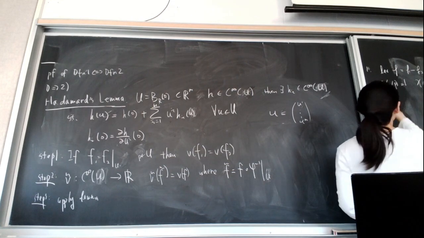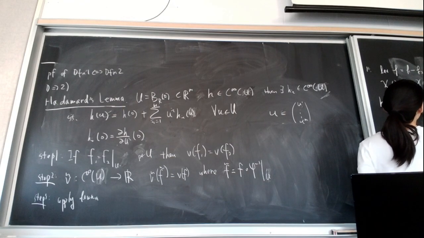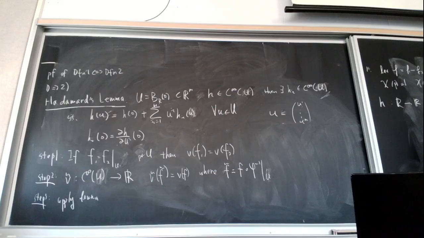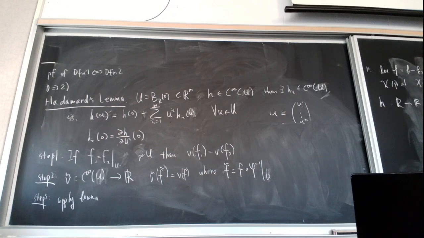So let's first look at the function h from R to R, and h takes x to e to the negative 1 over 1 minus x squared. This function should look something like this.